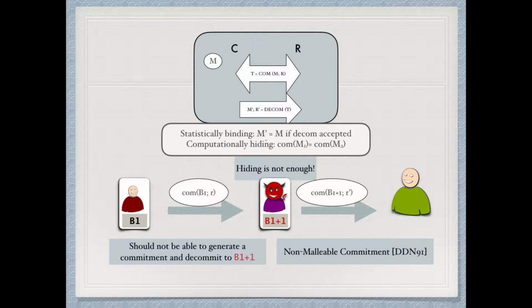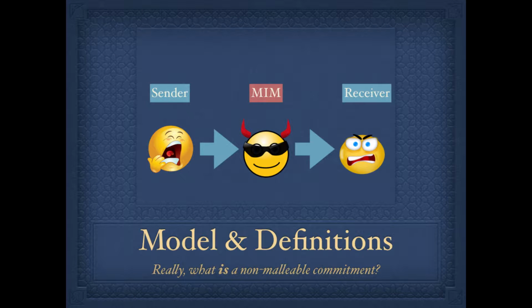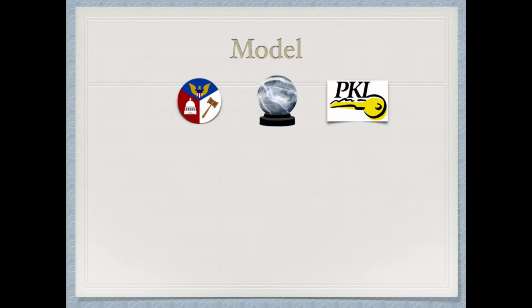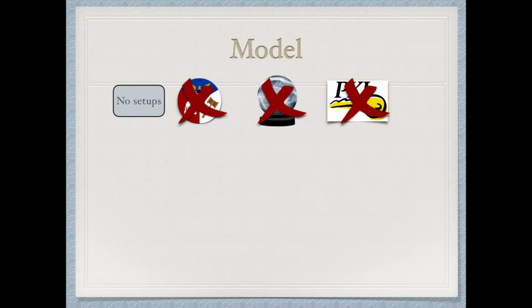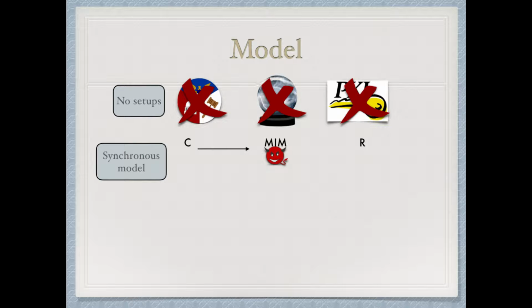What solves this issue is non-malleable commitments introduced by Dolev, Dwork and Naor, and let me tell you more about them. I'll begin by telling you a little bit about the model. We don't assume any setup assumptions, so there's no public key infrastructure or CRS, etc. For this talk, we'll consider the synchronous model of communication, where there is a man in the middle adversary that sees honest messages and then can arbitrarily change them and generate his own new messages.